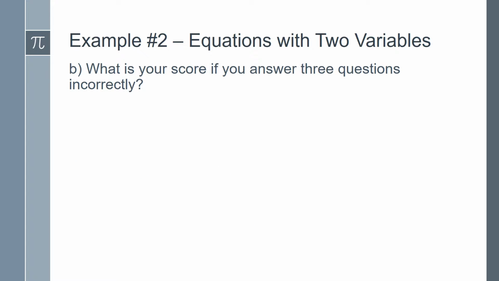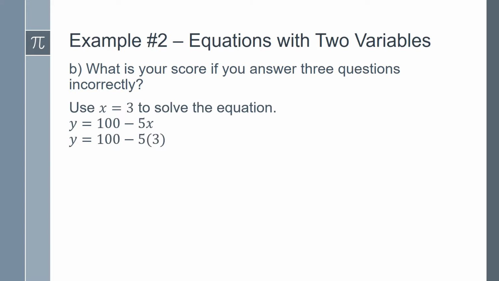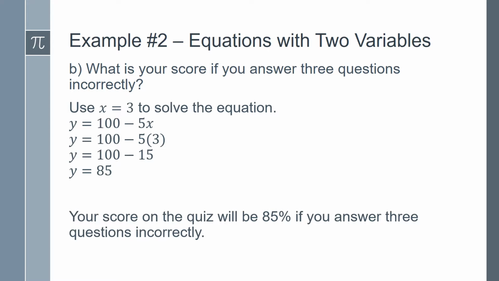For part B, we need to know what your score will be if you answer 3 questions incorrectly. In this case, we need to use 3 as the value for x to solve the equation. So we start with y equals 100 minus 5x, and we substitute 3 in for x, so we have 100 minus 5 times 3. 5 times 3 is 15, so we find y equals 85. Your score on the quiz will be 85% if you answer 3 questions incorrectly.